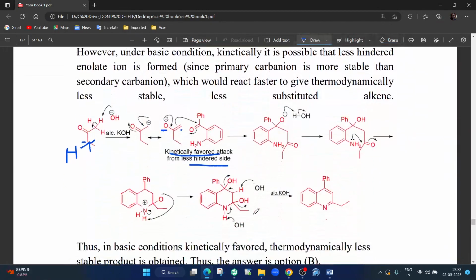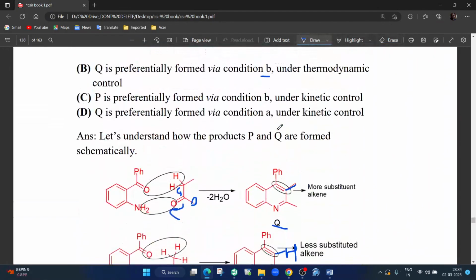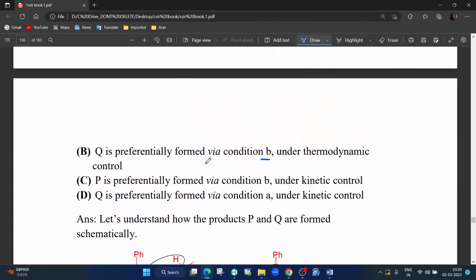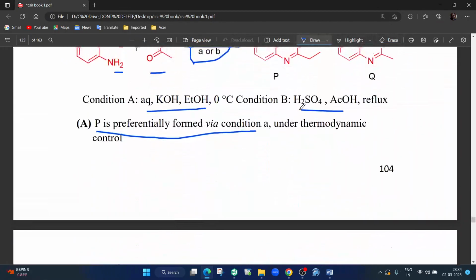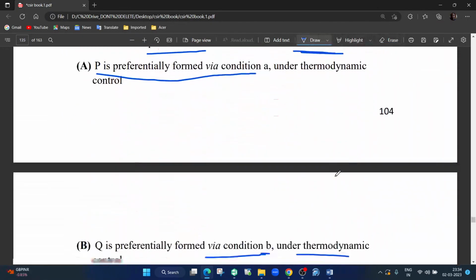So what is very clear is that under option A, that is basic condition, the reaction will be under kinetic control and the product you are getting is kinetically favored rather than thermodynamically. So therefore the answer is option B. Let's look at option B. Option B says Q is preferentially formed via condition B under thermodynamic control. We saw that very clearly, Q was the more saturated alkene, you can see here, and under thermodynamic control because it was under condition B, that is sulfuric acid and acetic acid.